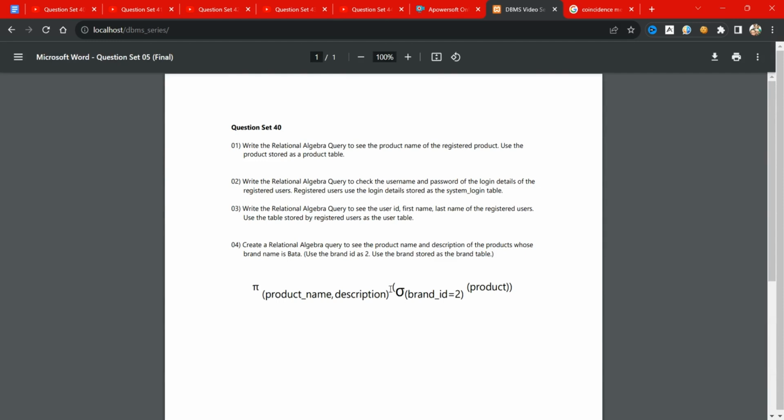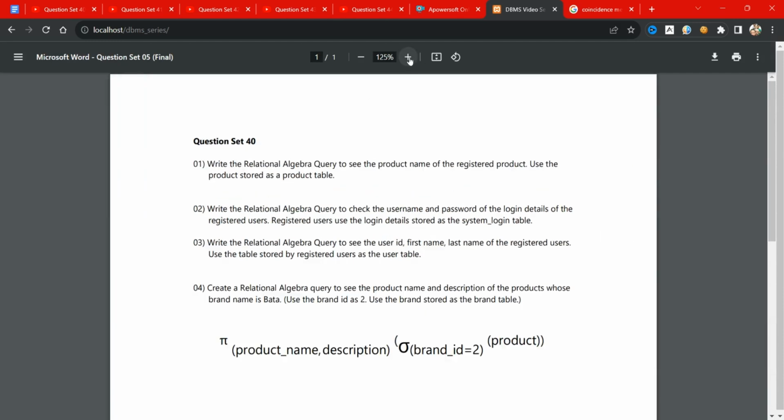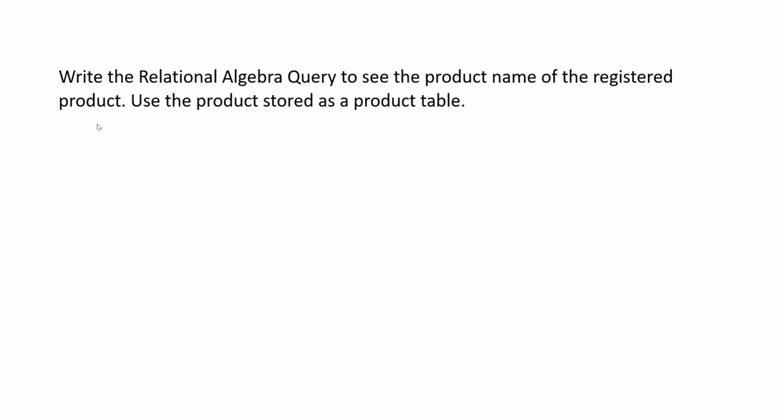So these are the questions they have given us today. Let's see the questions one by one. So guys, this is the first question. Write the relational algebra query to see the product name of the registered product. Use the product stored as a product table.